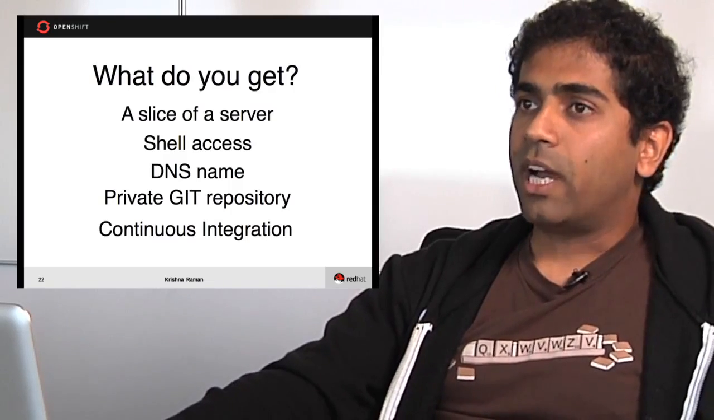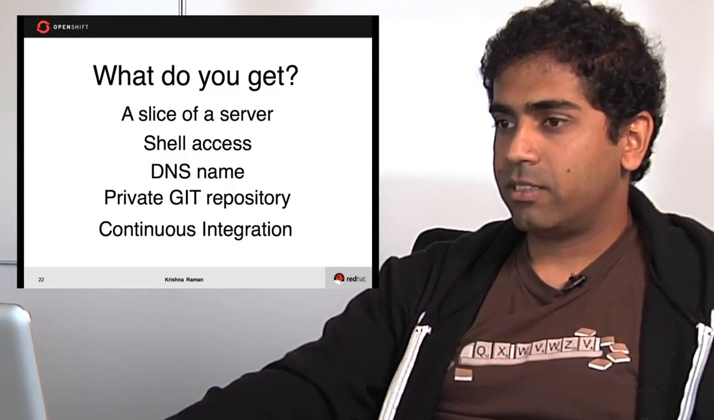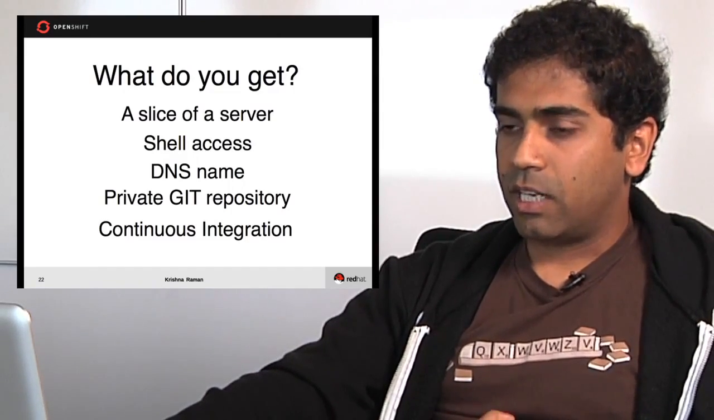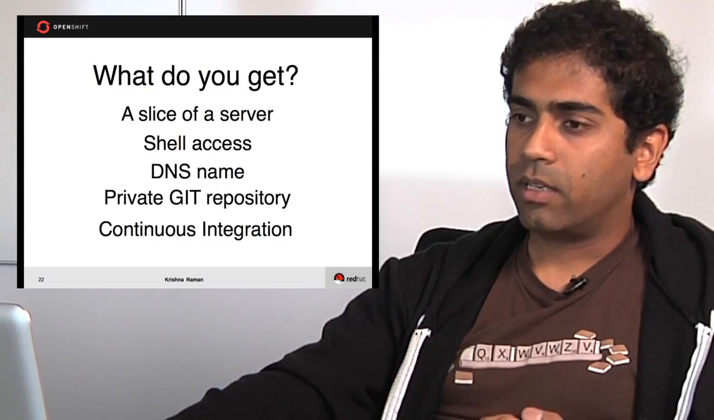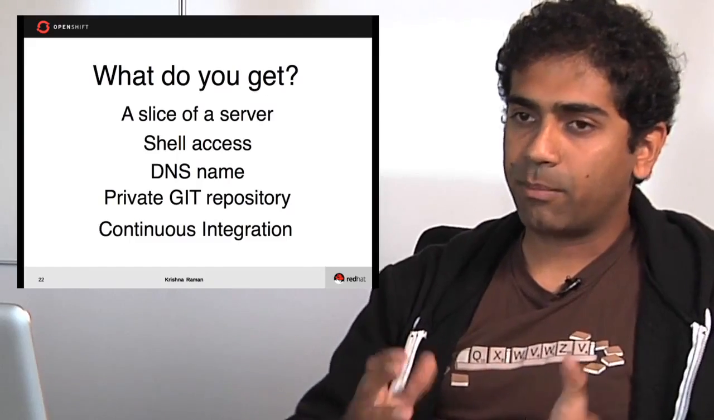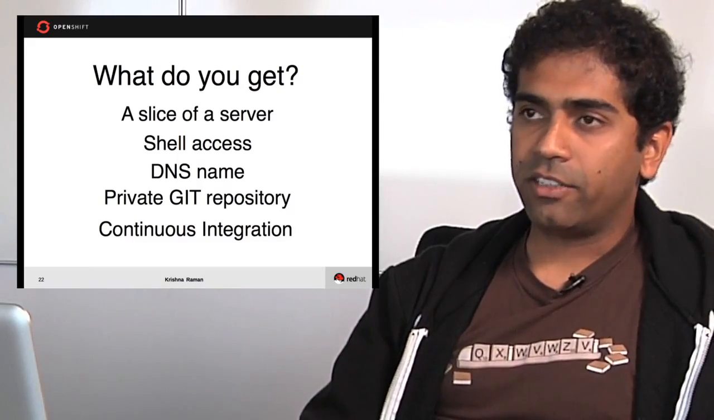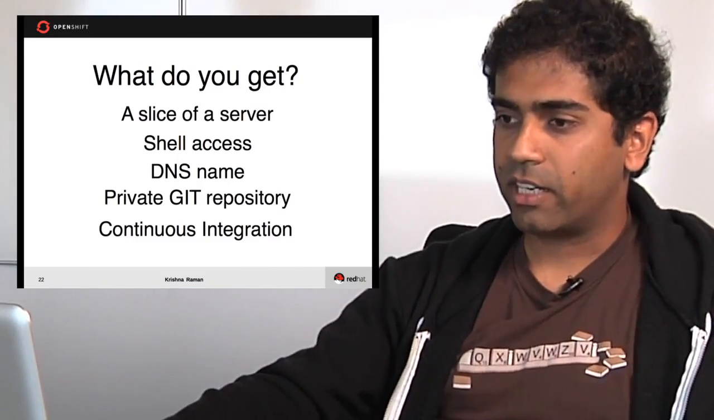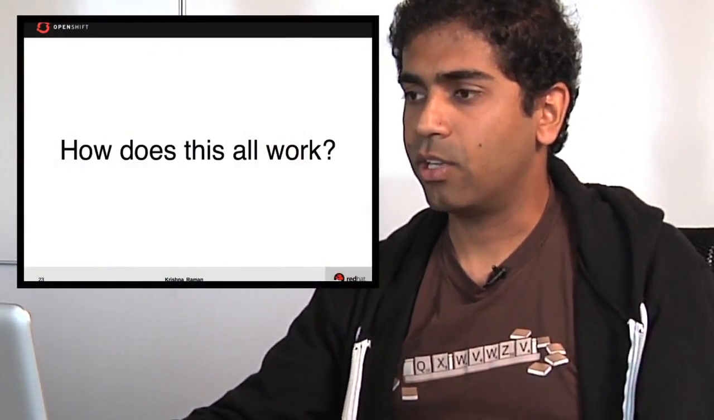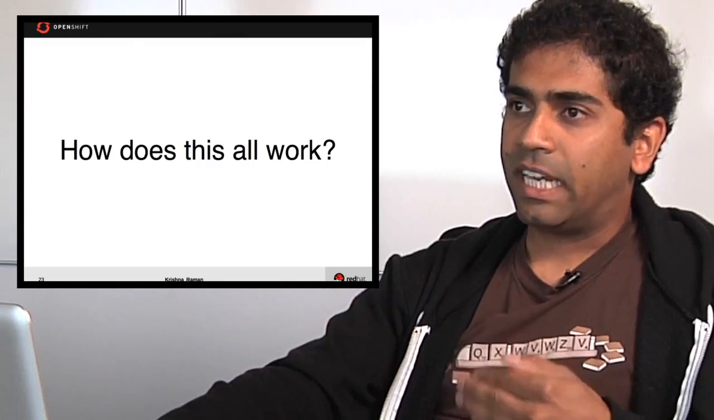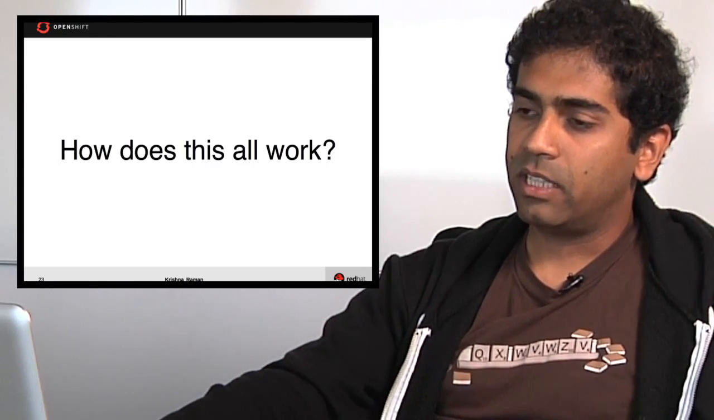You can also choose to add continuous integration to that application, and you do this by adding the Jenkins builder cartridge. This is just like MySQL or any other database. You just add this in and you get continuous integration. Let's take a look at how all of this works and what it takes to build a PaaS like this. There are two major pieces to this: the broker and the nodes.